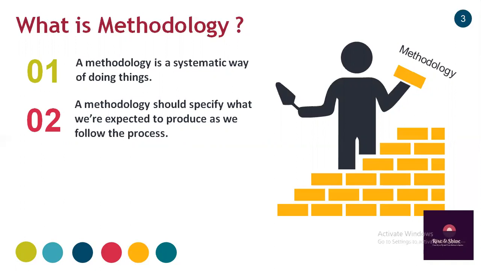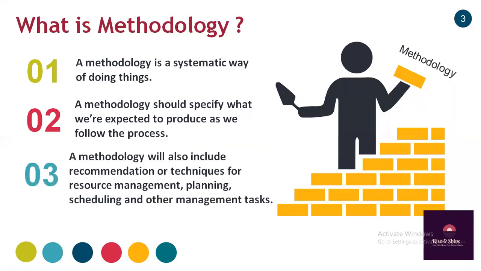Next, a methodology should specify what we are expected to produce as we follow the processes. So what is the input and what is the final output? Also, a methodology will include recommendations or techniques for resource management, planning, scheduling, and other management tasks. Means technical plus management, both aspects are there in a methodology, the managerial aspect as well as the technical aspect.